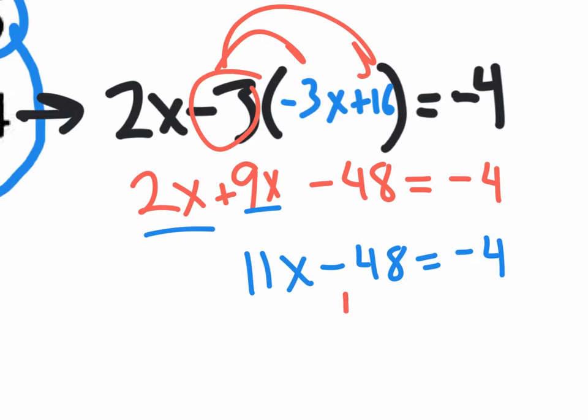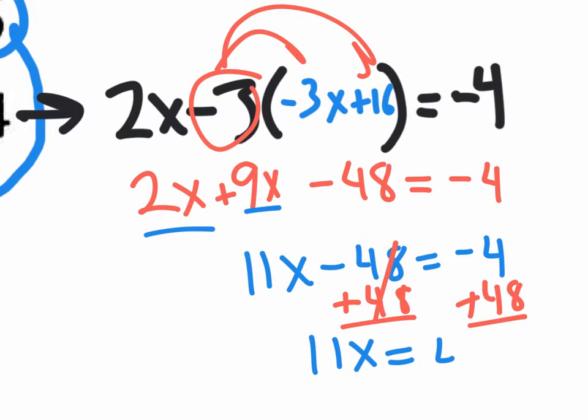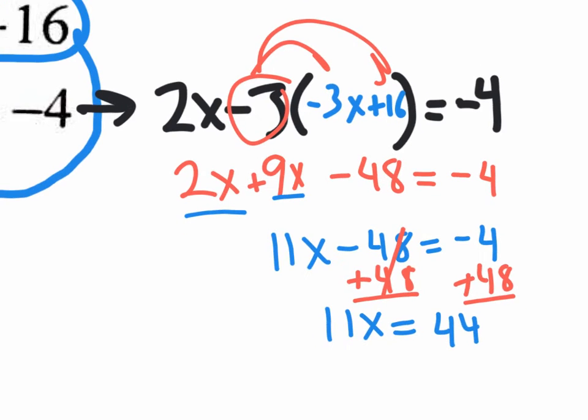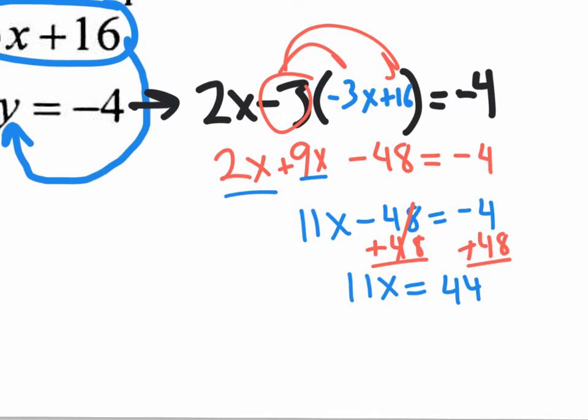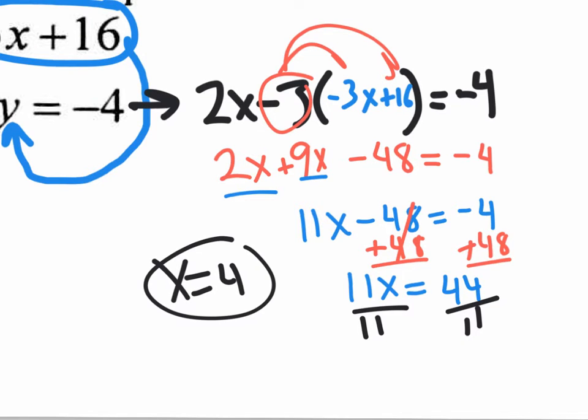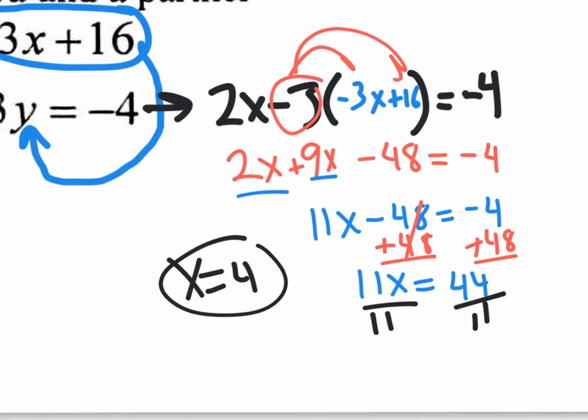Then I'm going to add 48. Add 48. I'm going to have 11x equals 44, which means that x equals what? 4. x equals 4. If you divide by 11 and divide by 11, x equals 4. That's one answer. How do you find the other answer?